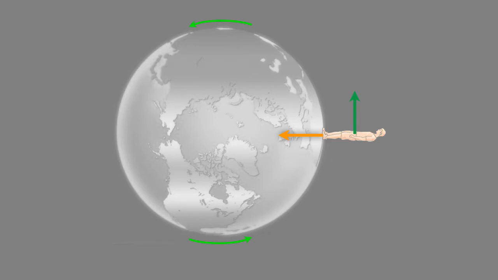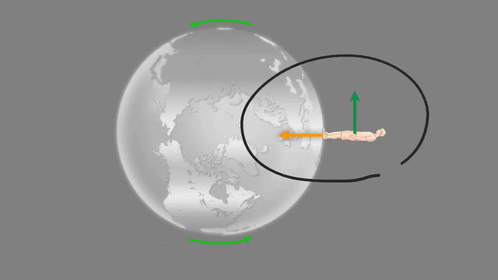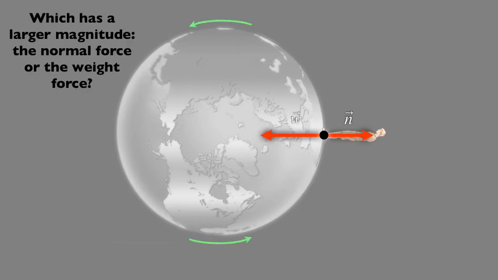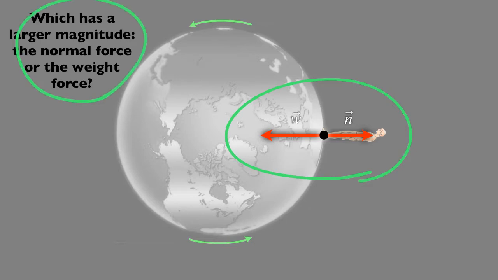So think about this. Here you are, moving in a circle, acceleration directed towards the center of the circle. So let's look at the free body diagram of a person in this circumstance. Okay, person standing at the surface of the Earth, there's an upward normal force that is directed perpendicular to the surface and away from the Earth. And there's a downward weight force which is directed towards the center of the Earth. And the question is this: which has a larger magnitude?